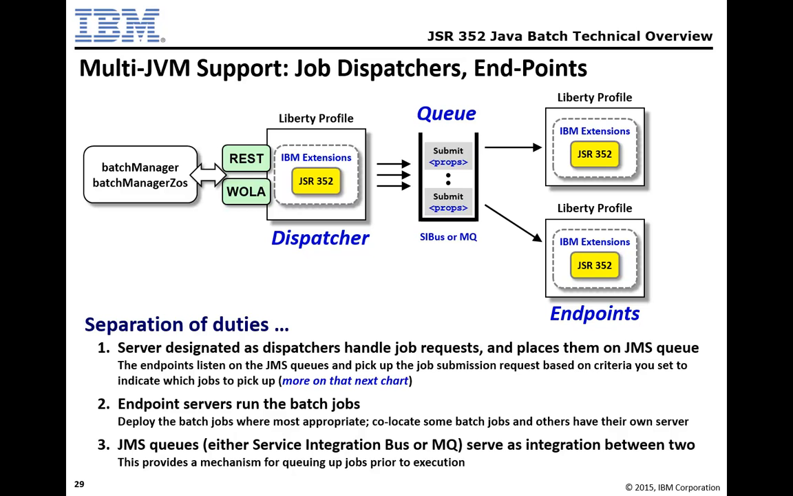Then servers designated as Java batch endpoints listen on the queue and pick up those job submission messages intended for it. We show how that's done on the next chart. This design provides a way to separate duties and spread the job execution across servers. It provides a way to run batch jobs by server. It provides a way to submit batch jobs and have them queue up and wait until the intended execution endpoint is started later in the day. In short, this function provides you with a great deal of operational flexibility to design and operate your JSR352 Java batch runtime.